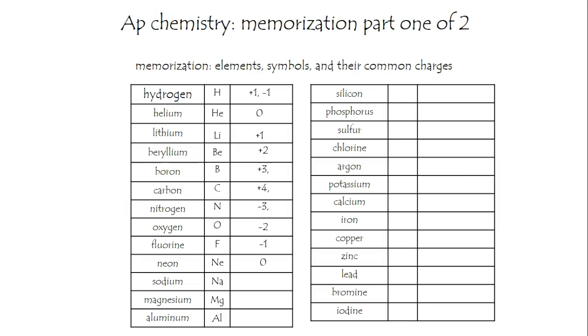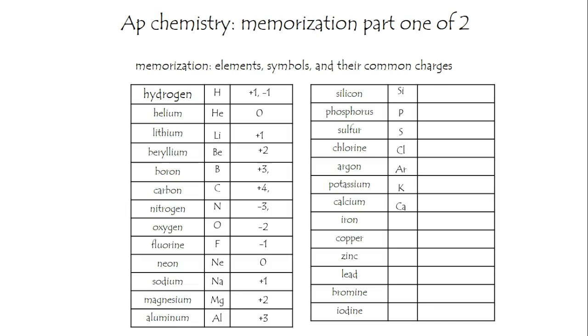Sodium, first column, +1. Magnesium, second column, +2. Aluminum, third column, +3. Silicon, well, it has an unfilled D shell, so it can do some fancy things, but let's talk about the symbols first. Why don't you pause it, do the whole column, and see how you did. You should find that silicon is Si, phosphorus is P, sulfur is S, chlorine is Cl, argon Ar, potassium is K. A lot of students know that.